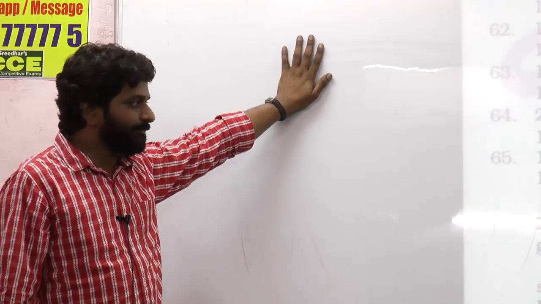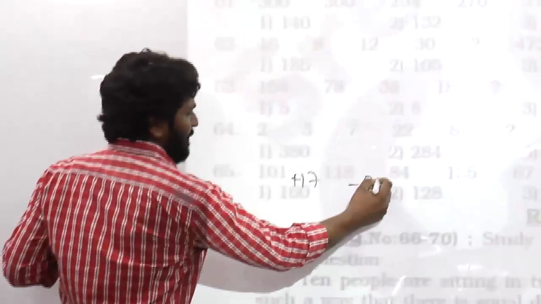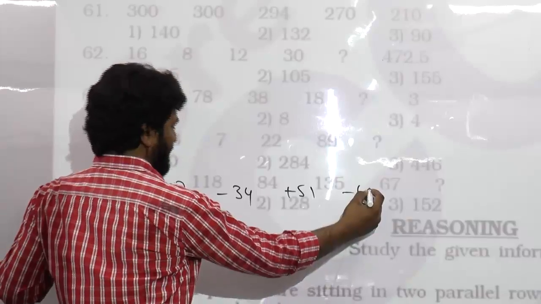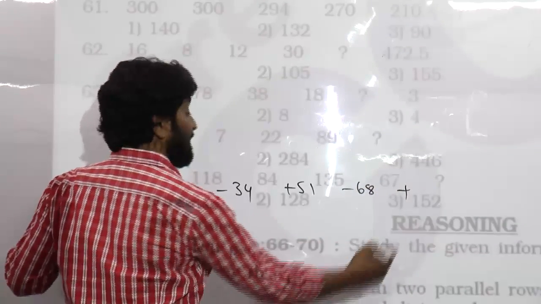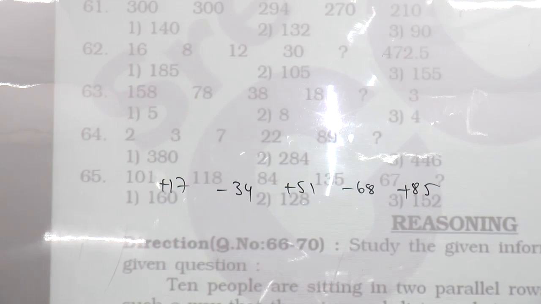Understood? Come on, next. +17, -34, +51, -68, +85, 152 is the answer. 17 multiples, alternate. Same model. It came last Saturday, same model.